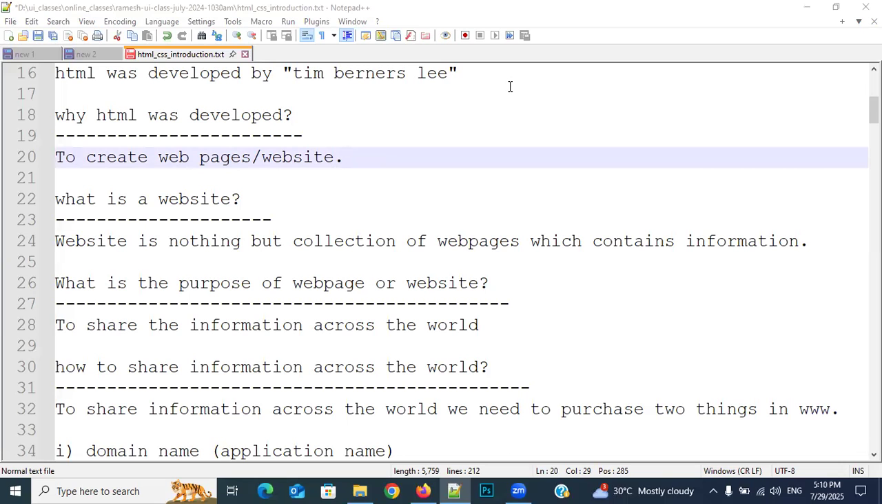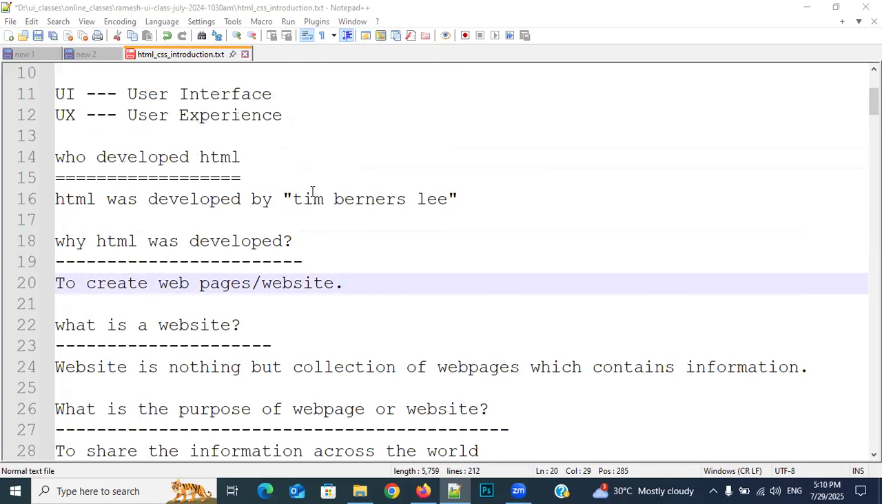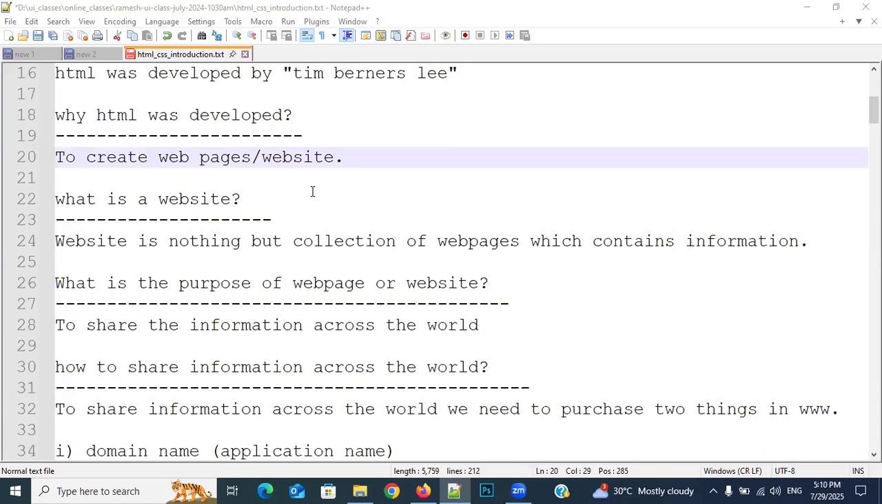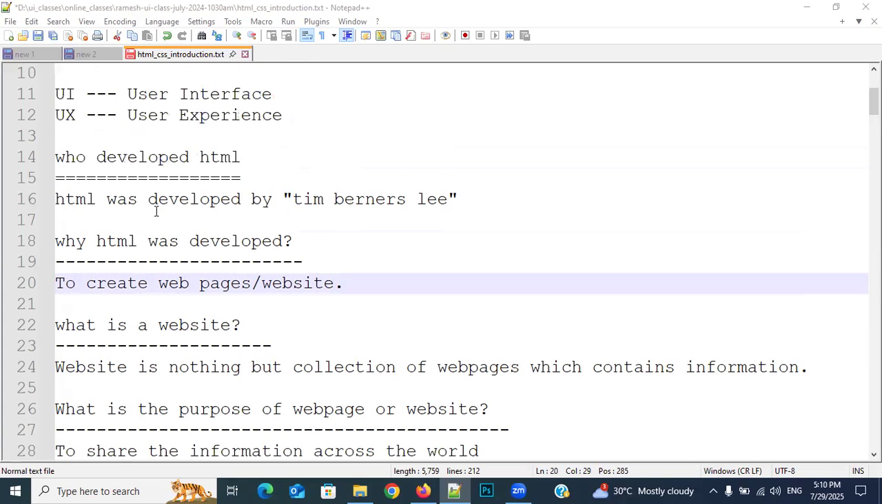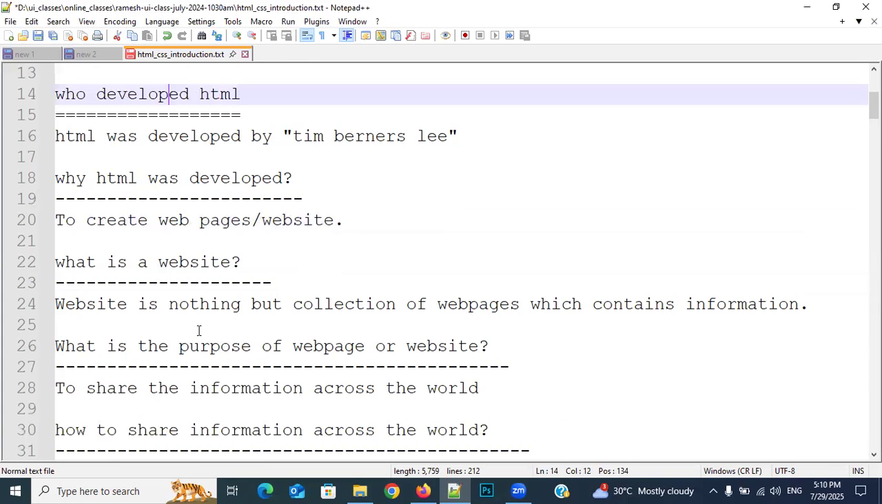Okay, right. Then we also discussed who developed HTML, what it is, and what its purpose is, everything. One more time I will discuss who developed HTML, and then we will continue today's class. So first of all, we need to know one more time: who developed HTML? HTML was developed by Tim Berners-Lee. He is a great programmer. He developed this HTML. Then why was HTML developed? To create web pages or websites.